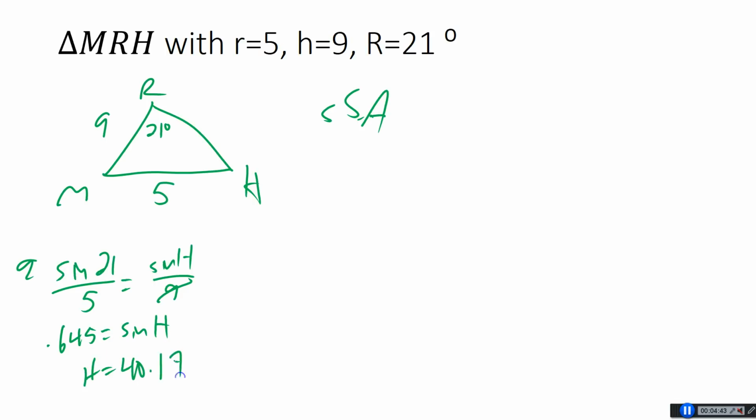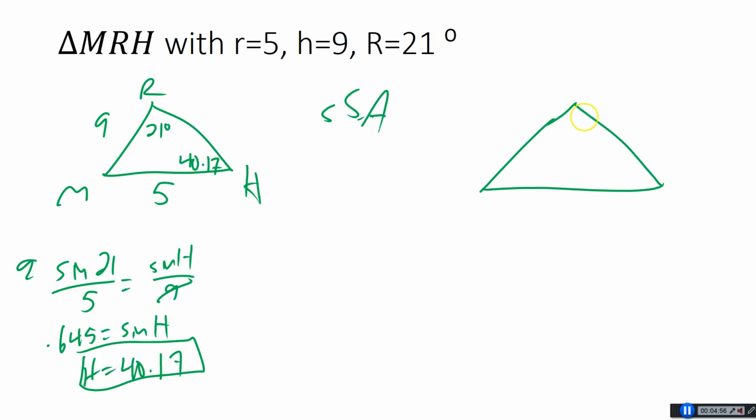But remember, this is our annoying case. So it's possible h is 40.17. Or what else could it be? It could also be 180 minus that, right? So I guess in that case, my triangle would look a little bit different. I always draw it the same way. Doesn't matter how you draw it, okay?